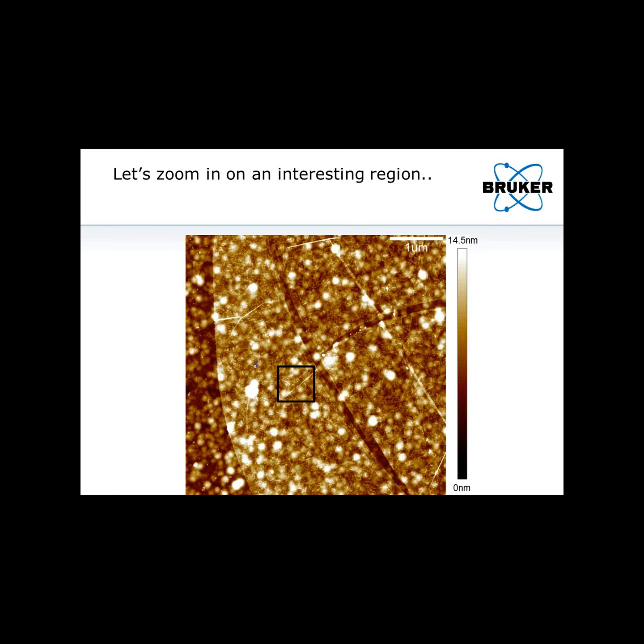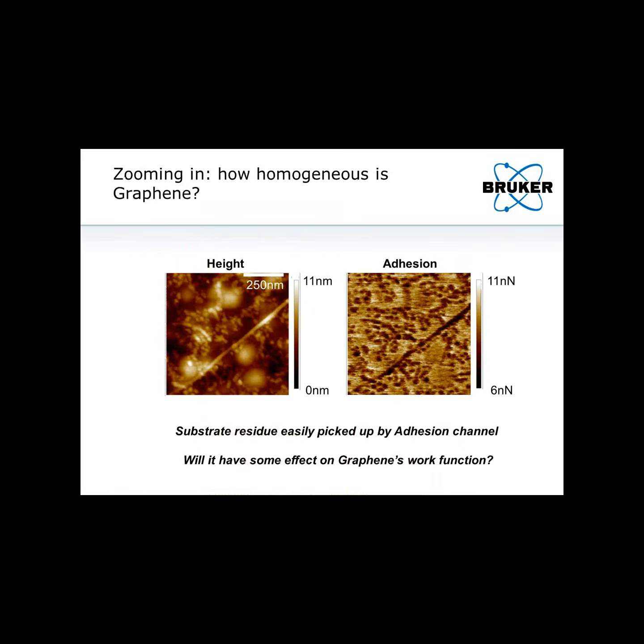So with that said, since we know these KPFM features are real, we're very confident, let's zoom in on an interesting region, for instance, the one that I'm indicating by this black box here. It has this interesting line and some other features that we might see a little bit better. So here's the height image. This is a very small image. It's 750 by 750 nanometers.